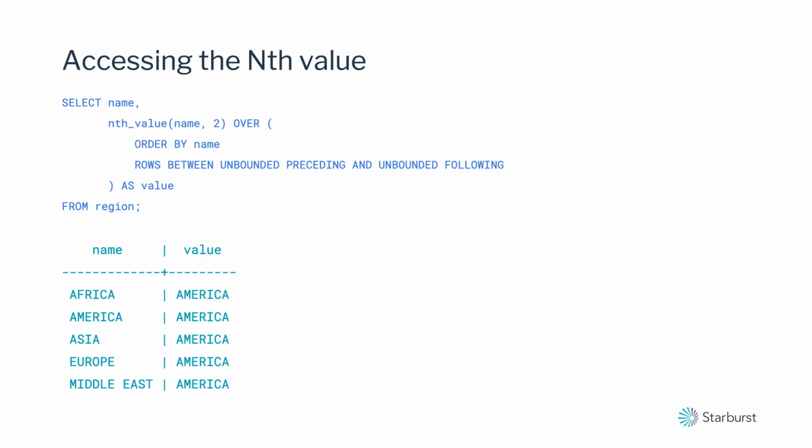The nth value function is similar. It lets you take the nth value within the frame. So if we say, give us the second value, because you remember that SQL is 1-based, so 1 would be the first value, 2 would be the second value. Every row sees all values in the window frame, so the second value for every row is America.